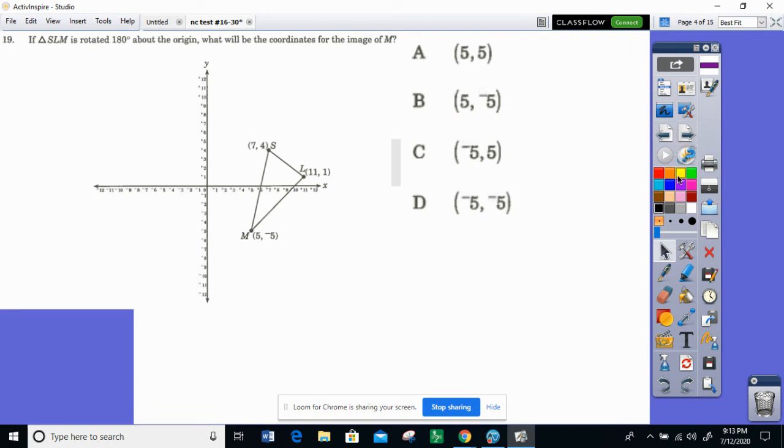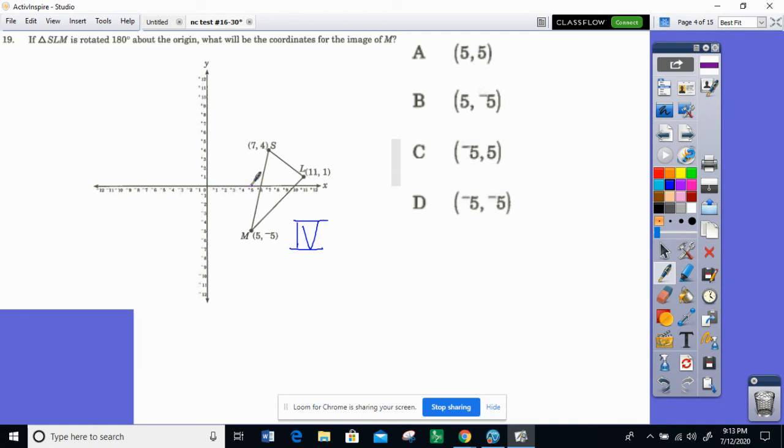All right, number 19, if triangle SLM is rotated 180 degrees about the origin, what will be the coordinates for the image of M? This is another one where you can pretty simply just use some common sense and some elimination of wrong answers to get your answer pretty quickly. Right now, we're in quadrant 4.